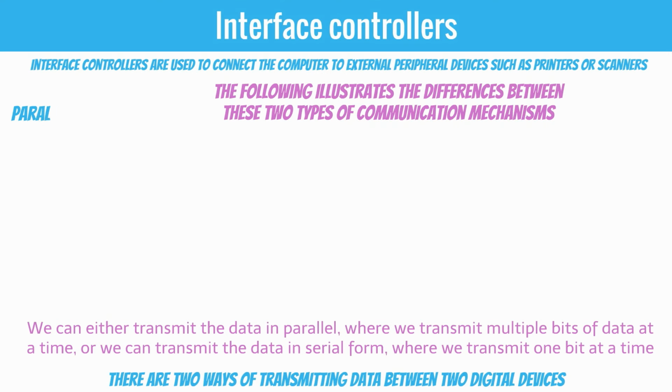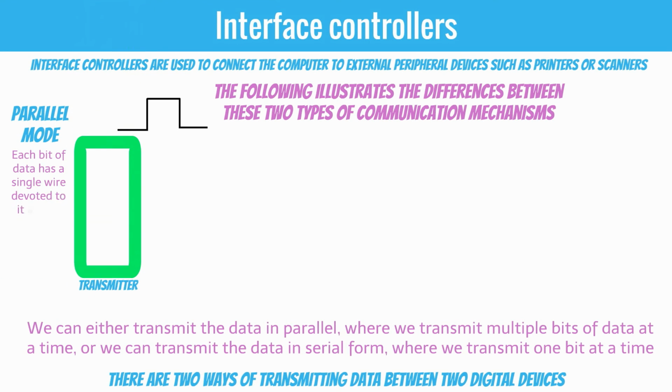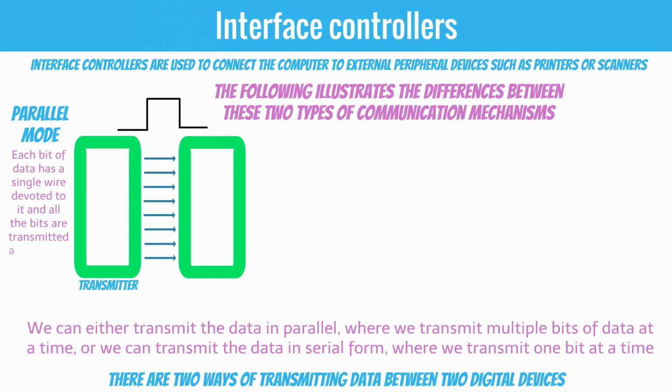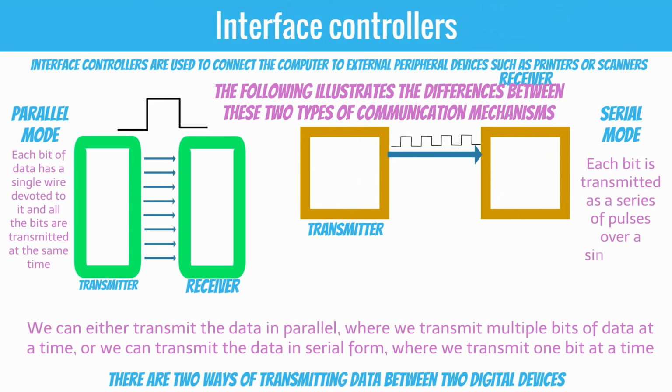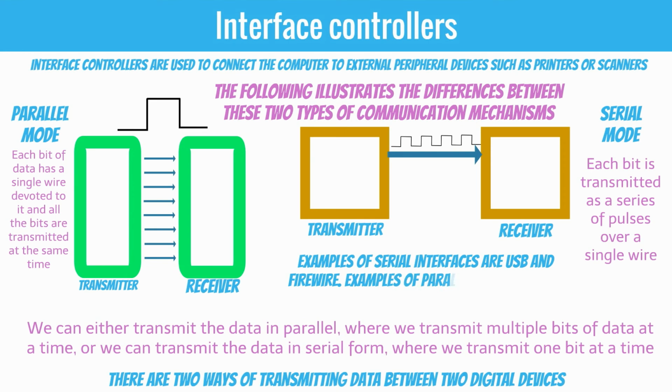In parallel mode, each bit of data has a single wire devoted to it, and all the bits are transmitted at the same time. In serial mode, each bit is transmitted as a series of pulses over a single wire. Examples of serial interfaces are USB and FireWire. Examples of parallel interfaces are SCSI.